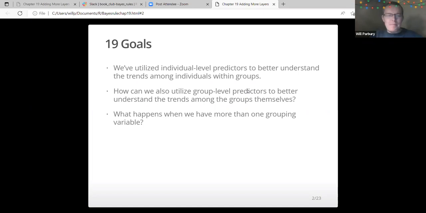Basically, you can still do plenty of modeling whether you read this chapter or not. It's okay. It's quite short.